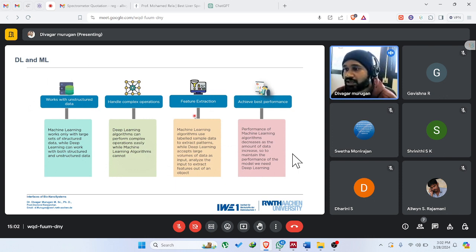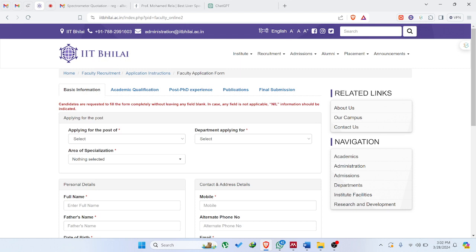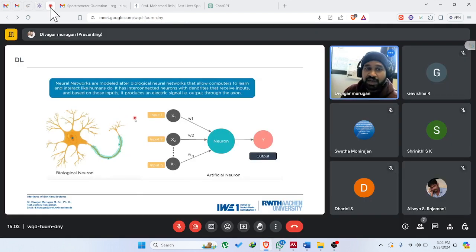So how does deep learning work? In a simple example, I will tell you how this works. You have this biological neuron, right? Deep learning always takes this neural network as an example and tries to make a similar computational model which replicates the functions of a biological neuron. The biological neuron has dendrites, where you put the inputs or the stimulus is given, and then it transfers to the axon, and this axon transfers the information to the next neural cell, or here we consider it as an output.